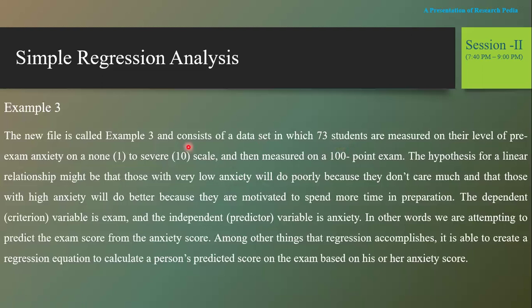It is stating that the new file is called example3 and consists of a data set in which 73 students are measured on their level of pre-exam anxiety. Whenever the exams come, students often need to face exam anxiety, the pre-exam anxiety, before starting the exam. So there is a variable named pre-exam anxiety. One shows there is no anxiety, and the scale goes up to severe anxiety at 10, and then the exam is measured out of 100 points.